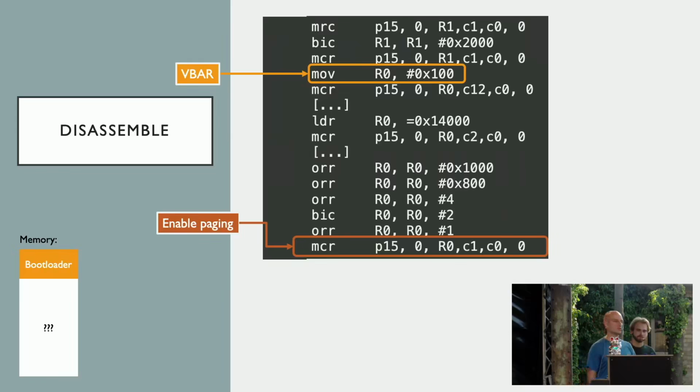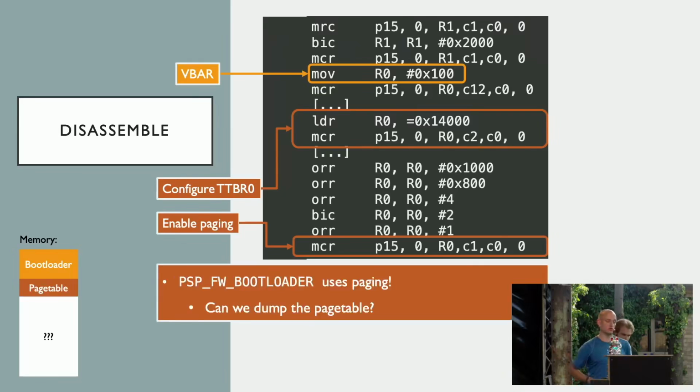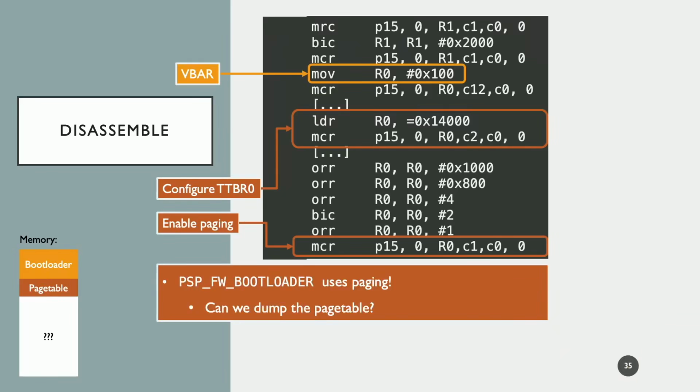Now where in memory is that page table located? Again, on ARM, we have a specific register for that. It's TTBR0, and this register is configured there. So now we know the physical location of this bootloader component, and we know the physical location of its page table. Its page table is loaded at hex 14000. It's also a fixed physical address.